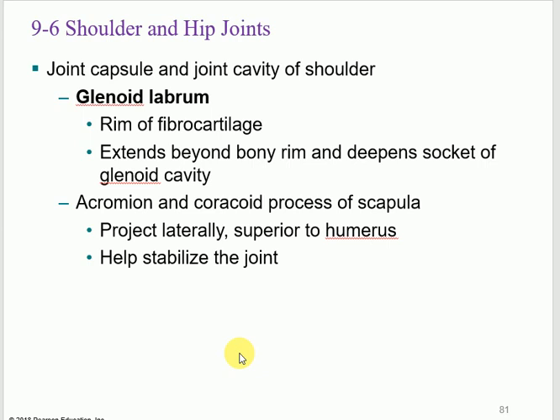Glenoid cavity with the head of the humerus, but there is a glenoid labrum. Labrum means lips, just like the lips. And instead of being like this, it will be like this. There are lips, just to make it a little bit deeper.